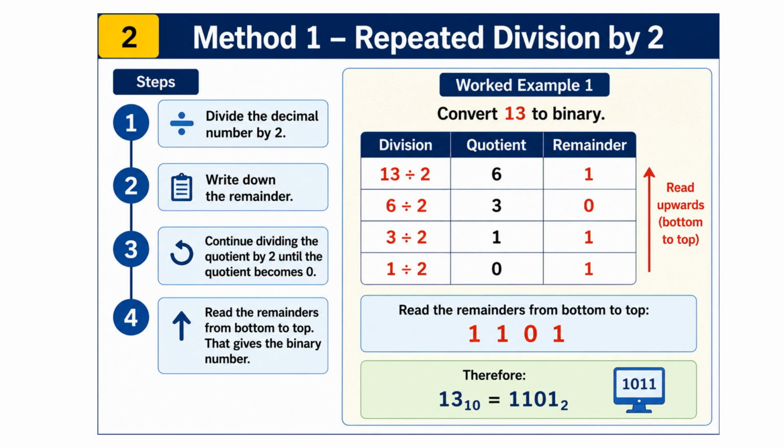The remainders, from top to bottom, are 1, 0, 1, 1. But remember, we do not read them from top to bottom. We read them from bottom to top. So, the binary number is 1, 1, 0, 1. Therefore, 13 in decimal is equal to 1101 in binary. This simple 4-step method can be used to convert any decimal number into binary.